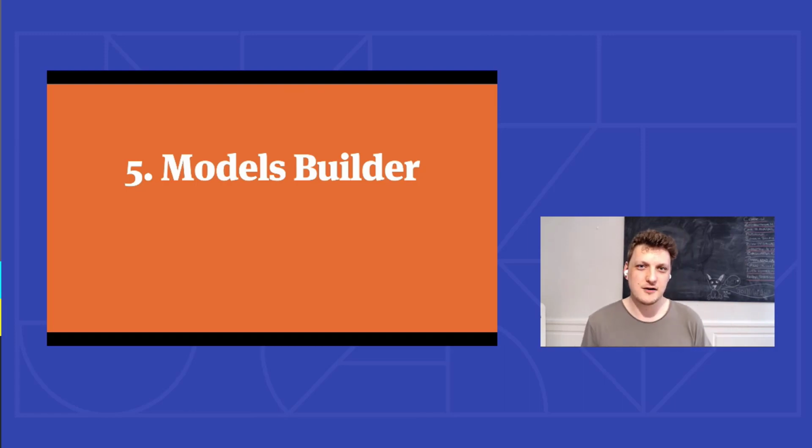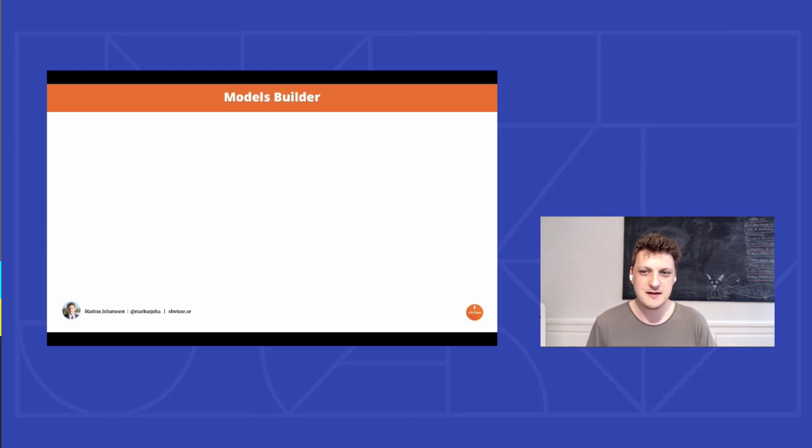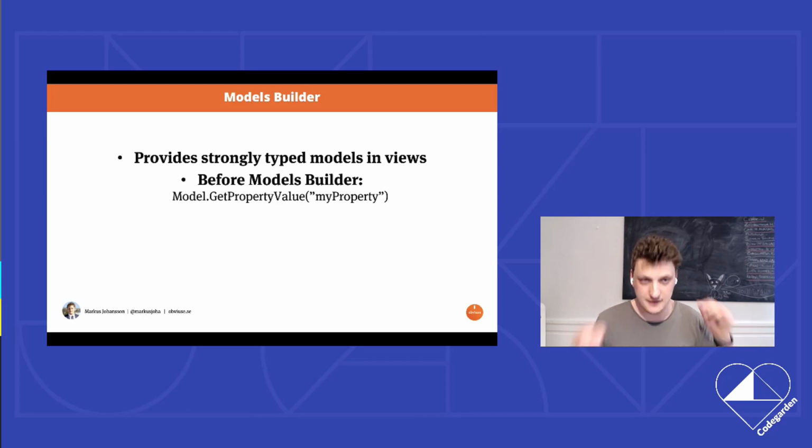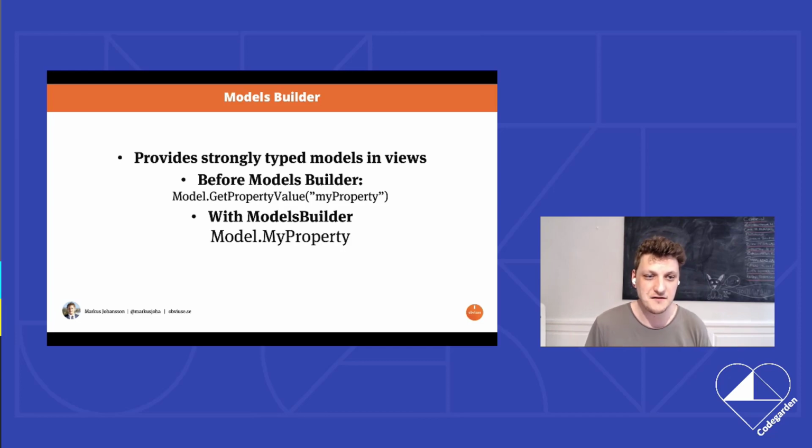So tip number 5 for an Umbraco developer is Models Builder and understanding Models Builder. I think that most of us are using Models Builder at the moment. It provides strongly typed models for our views and was introduced not long ago, back in Umbraco 7 something, I don't know. But before that, we had to go model.getPropertyValue and then pass in the alias of the property. And after Models Builder, of course, we can use a strongly typed way to access our properties.